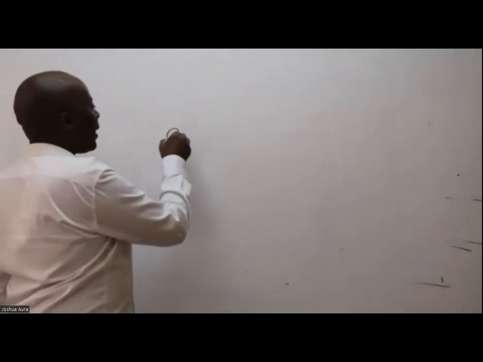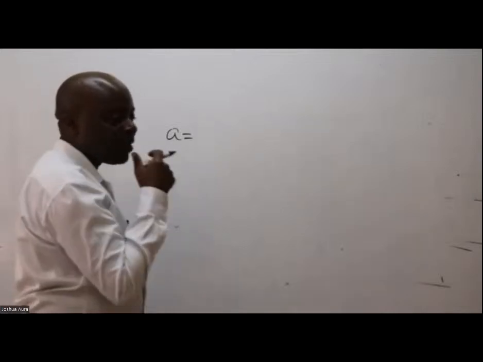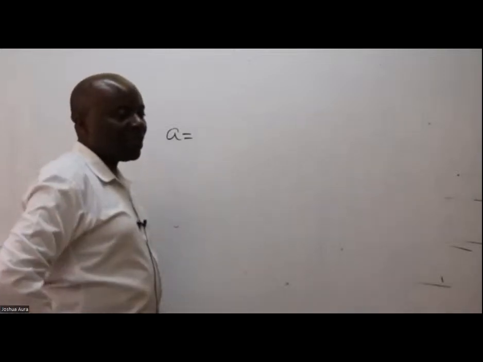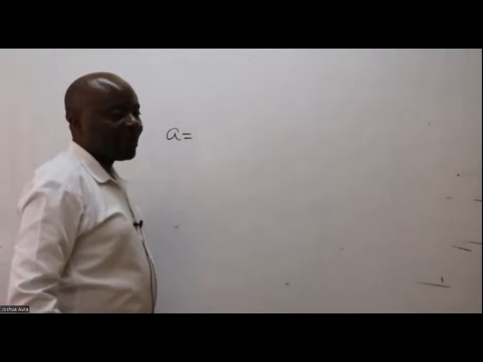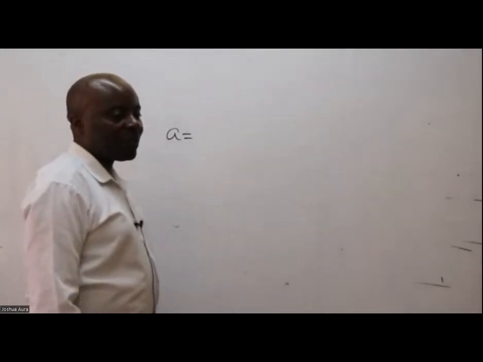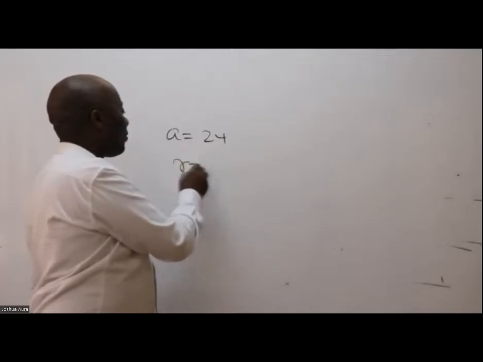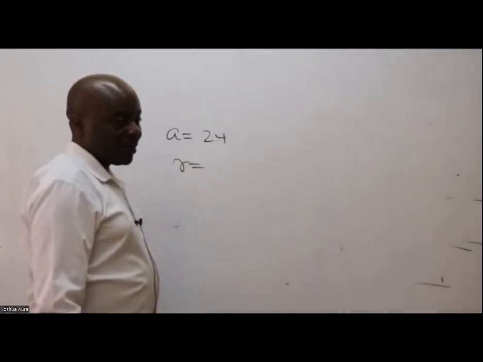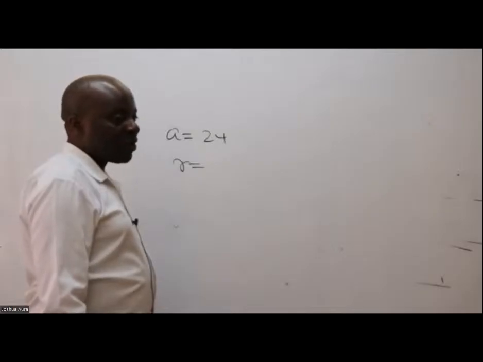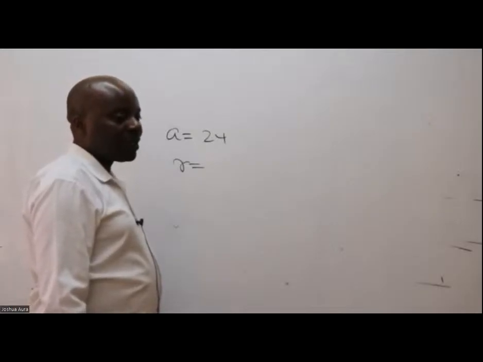Doreen has a figure. Let's see. So you have said A, the time taken to make the first kitchen, is how much? The time taken to make the first kitchen, you have said 24. Thank you very much. Now, you have given us R. You have said R is 90%. R is how much? The learning rate.